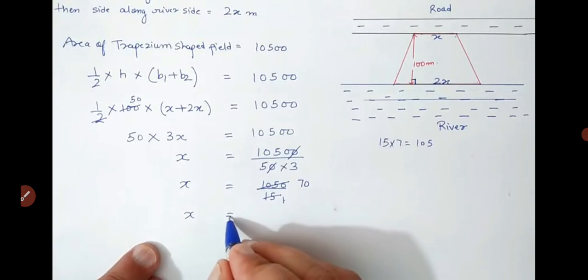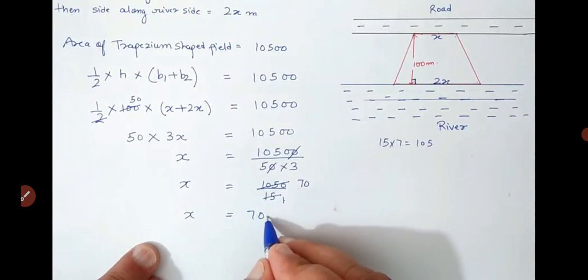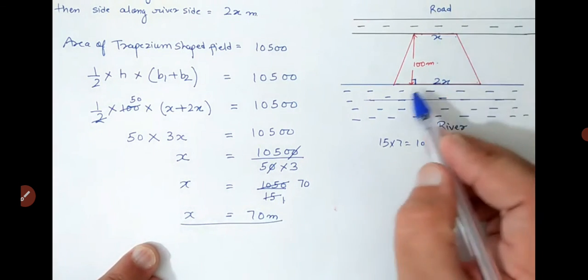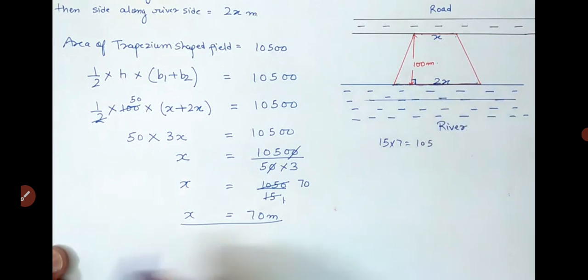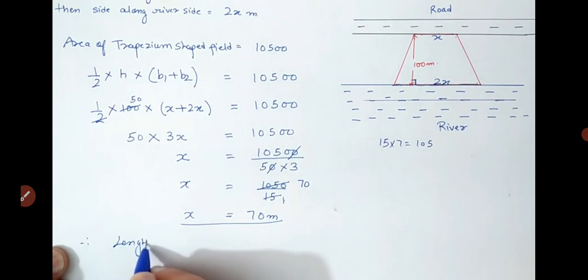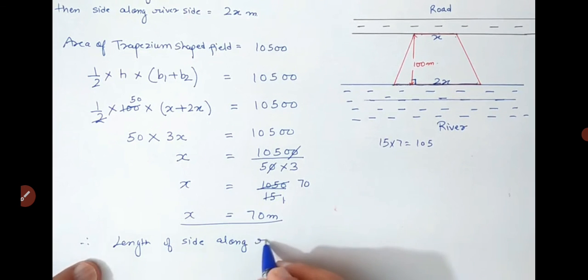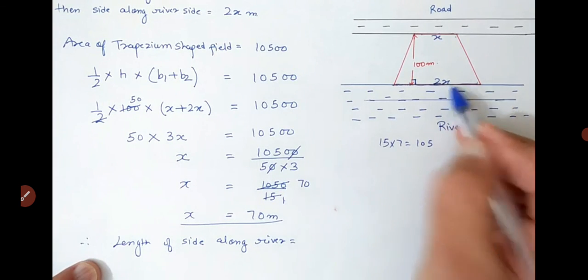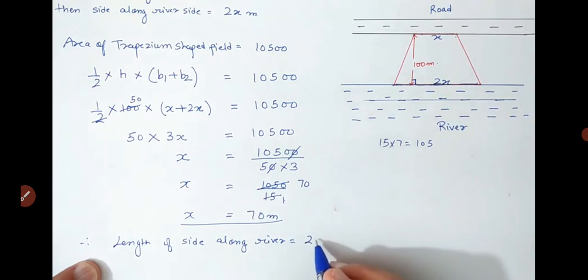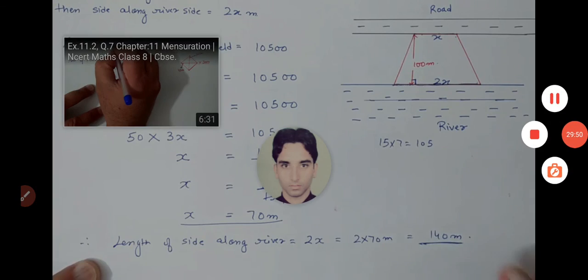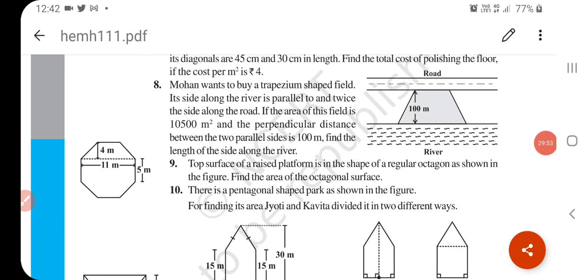So हमें क्या मिल गया बच्चों? रोड साइड का तो मिल गया. Shape की length कितनी है? x is equal to 70 because this is road side. So 2x is equal to 70 into 2, that is 140. Therefore length of river side, along the river side 2 into 70, so you can get 140 meter. Okay, understand?